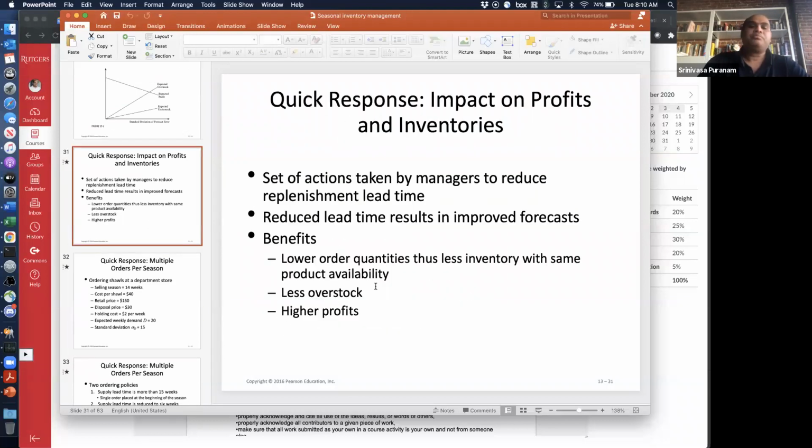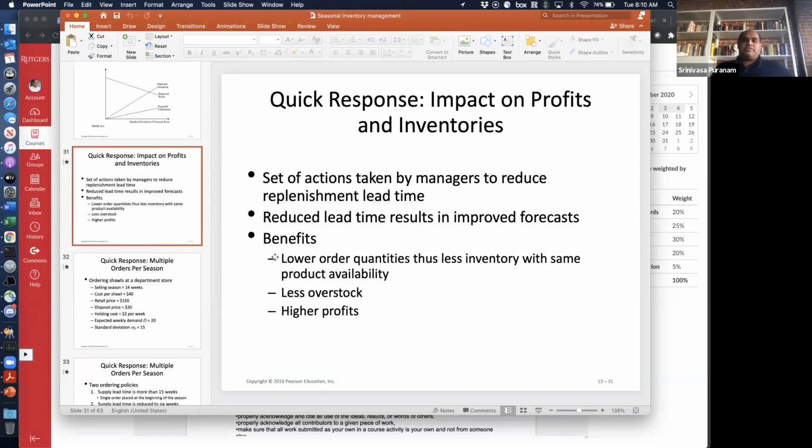Like I said, it's a set of actions that managers can take to reduce lead time. So we'll take an example from the textbook and work from there. Reduced lead times result in improved forecasts again, and you have multiple benefits.